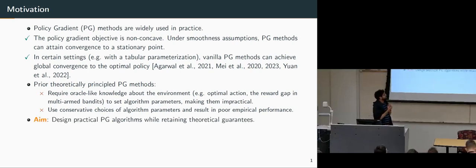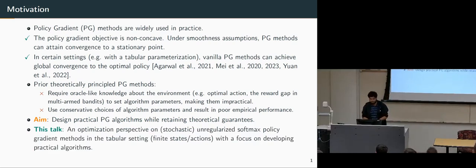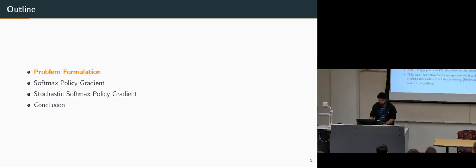So what we wanted to do in this project is design practical methods that retain theoretical guarantees and that you can actually run on problems. That's a broad aim. In this talk, I'll just focus on stochastic, softmax, unregularized policy gradient methods in the tabular setting, including bandits, with a focus on developing practical algorithms. So we want to solve, say, multi-arm bandit problems by just running policy gradient.